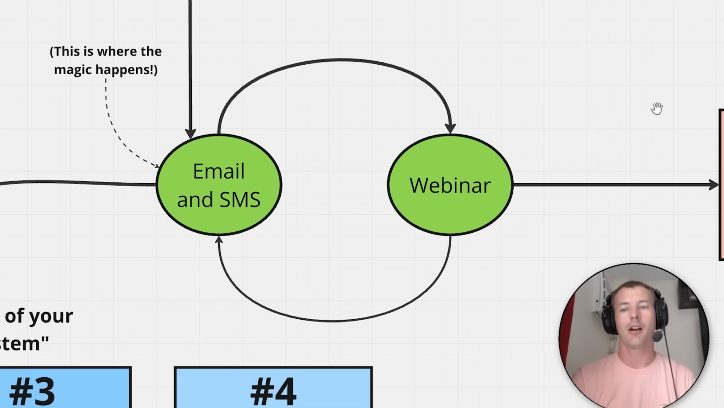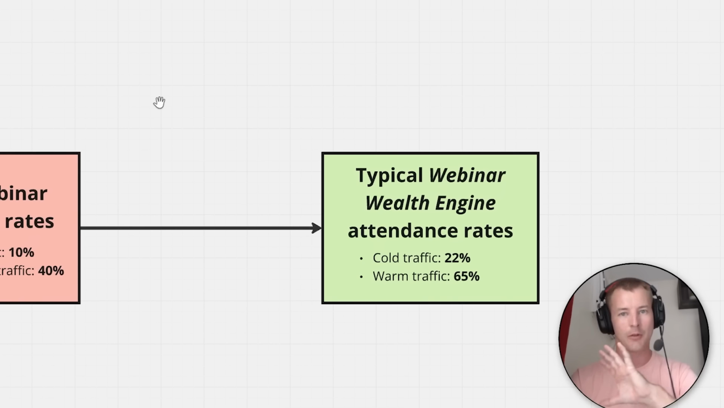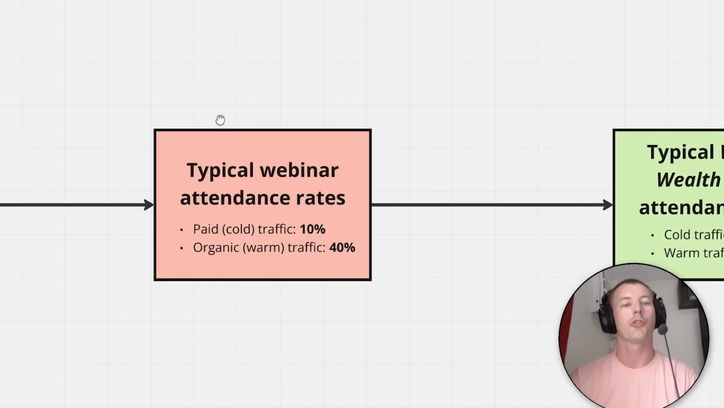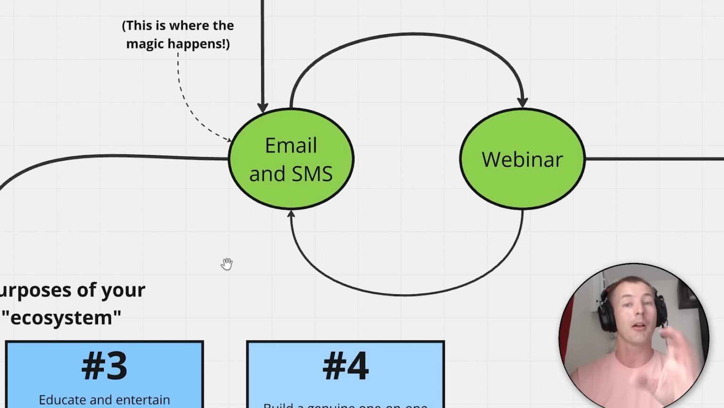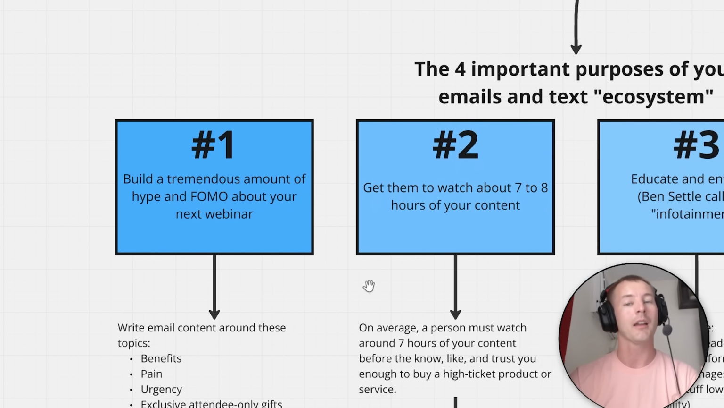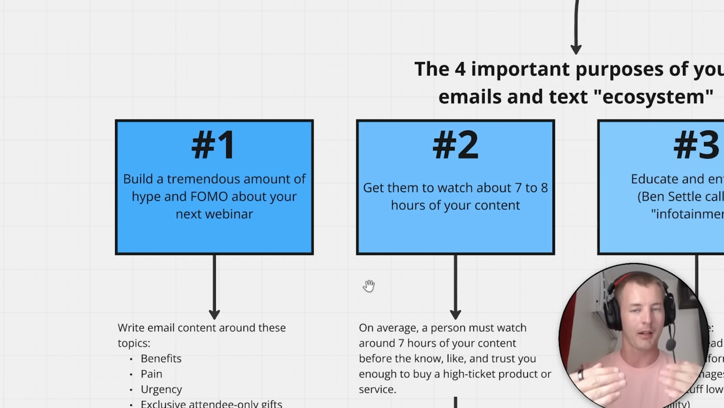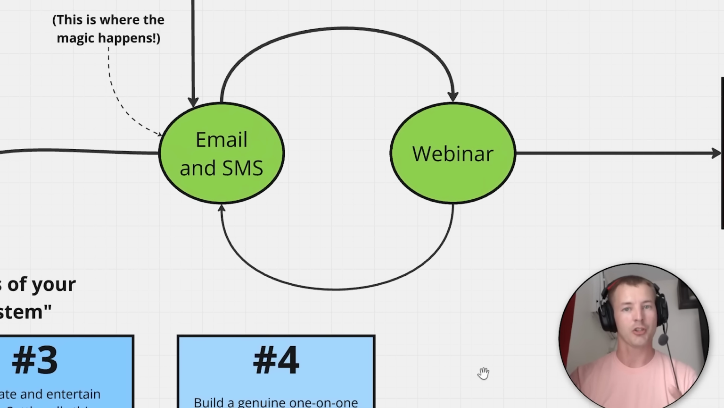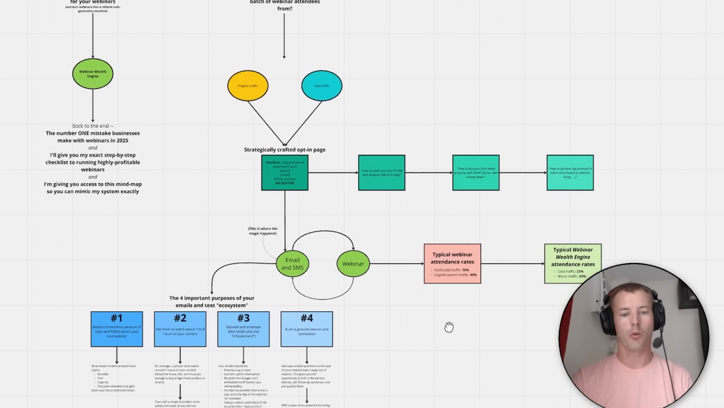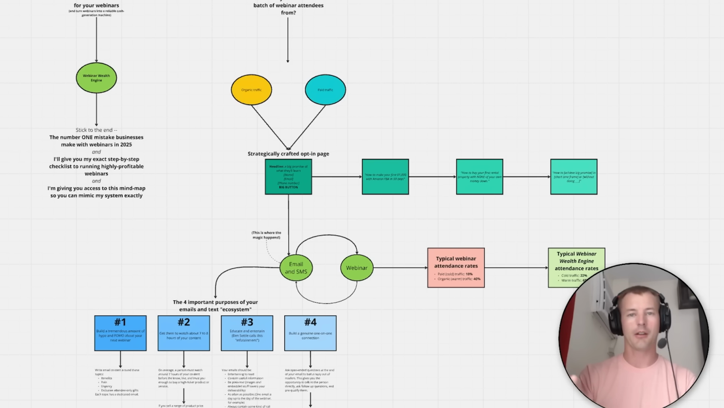But again, a lot of people aren't going to attend, even if you optimize the crap out of this. So assuming they don't attend, the emails and texts serve as a way to build that trust, build that connection, build that hype, entertain them, and eventually get them to buy your products. That is the webinar wealth engine. Obviously, I didn't cover any of the technical sides of things. I didn't go into any kind of the software. I didn't talk about how everything plugs together or what I recommend.